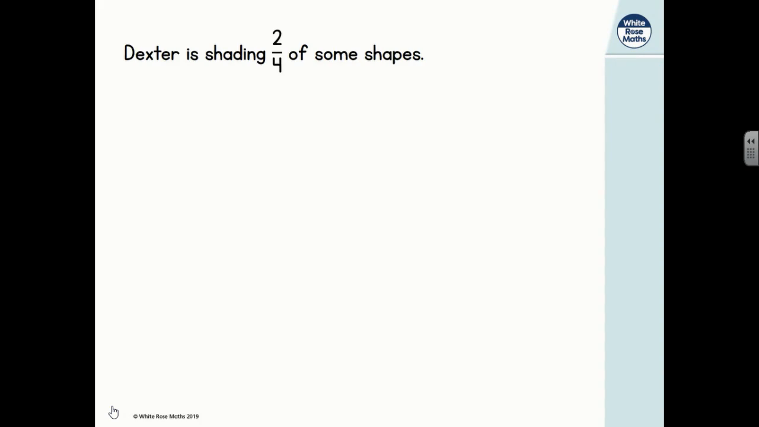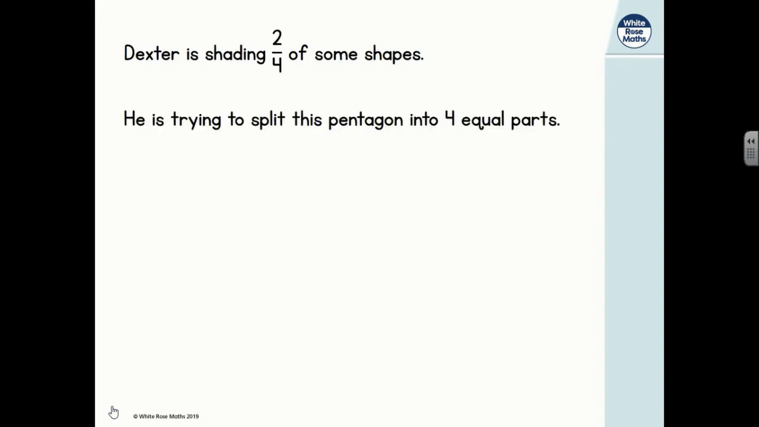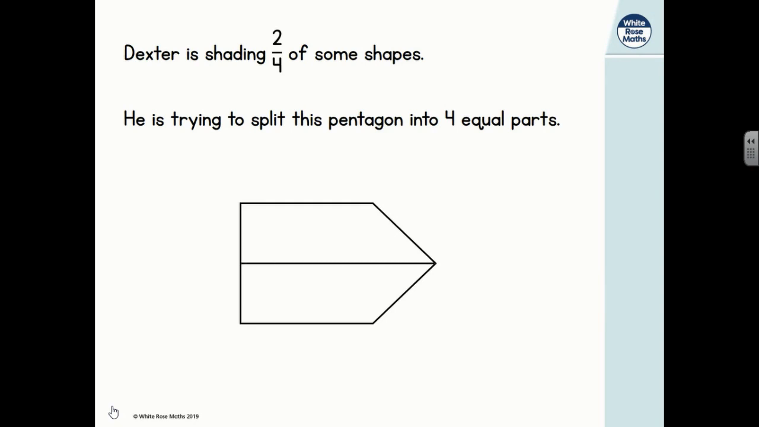Dexter is shading 2/4 of some shapes. He's trying to split this pentagon into 4 equal parts because his denominator is 4, so that tells him he needs 4 equal parts, and then he will shade 2 of them because his numerator is 2. He starts off by splitting his shape into 2 equal parts. He knows he's halved his shape, and to get 4 equal parts, he can halve it again.